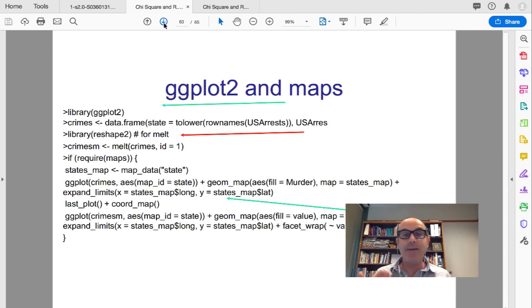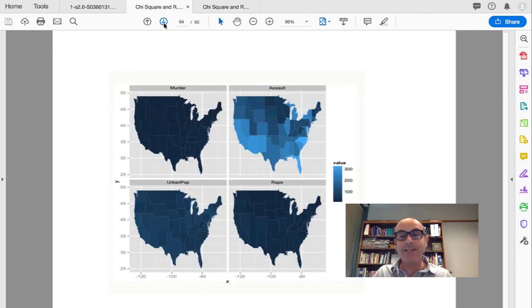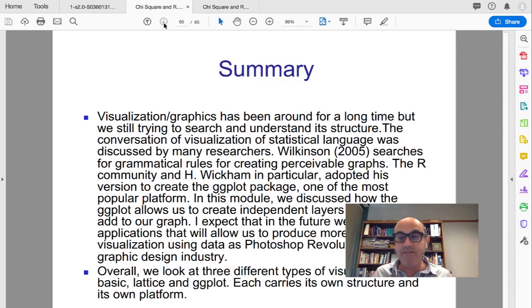So ggplot and maps, in this case I'm calling ggplot2. I'm going to create crimes as a data set, and it will present it by state, and in this case it will present the crimes based on all the types of crime: murder, assault, rape, and urban pop. And so again, this is the power of R.